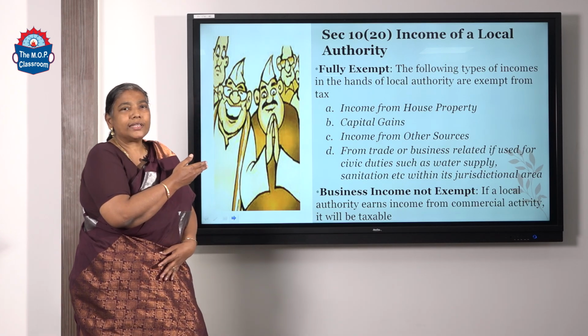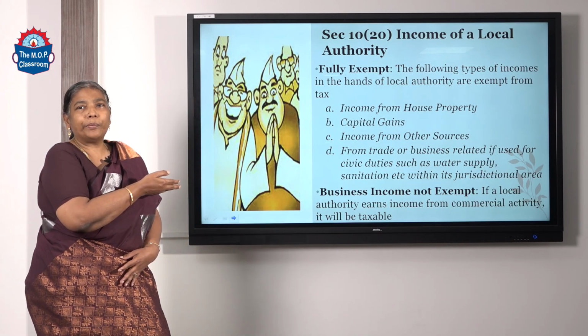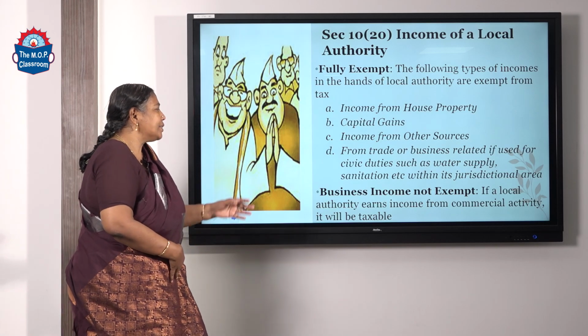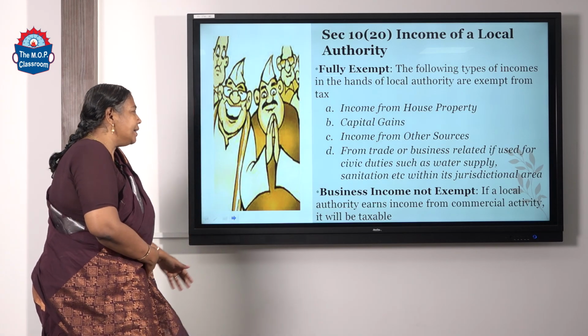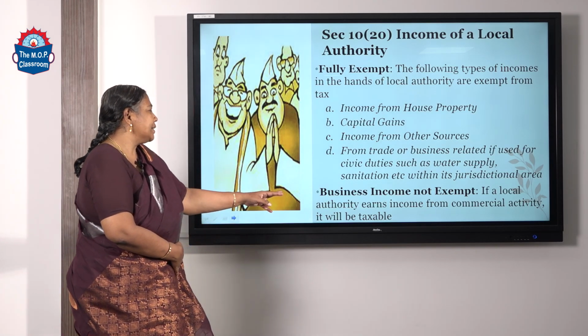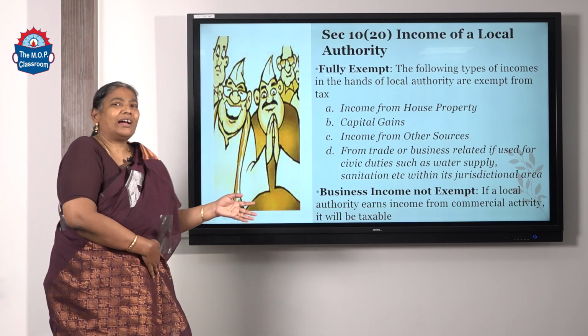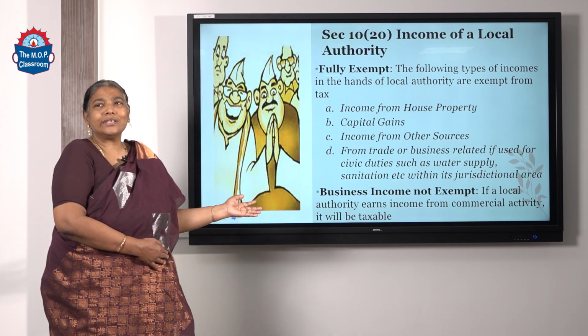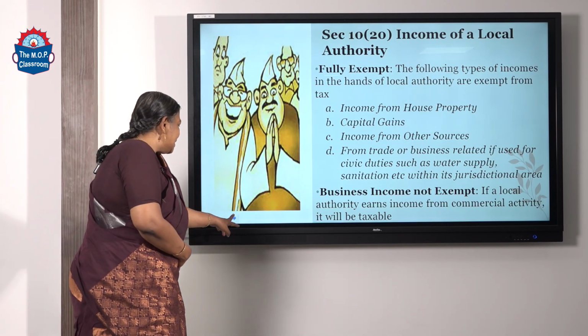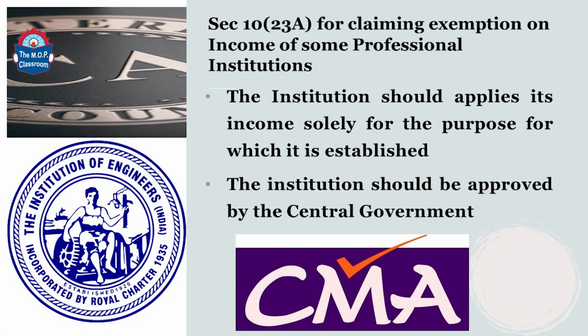Even the local authorities can have house property income, capital gain, any other sources, even trade or any business, but business income is not exempted. Actually, they can't involve in commercial activity. Local authorities cannot involve in commercial activities, only for the welfare of the public.